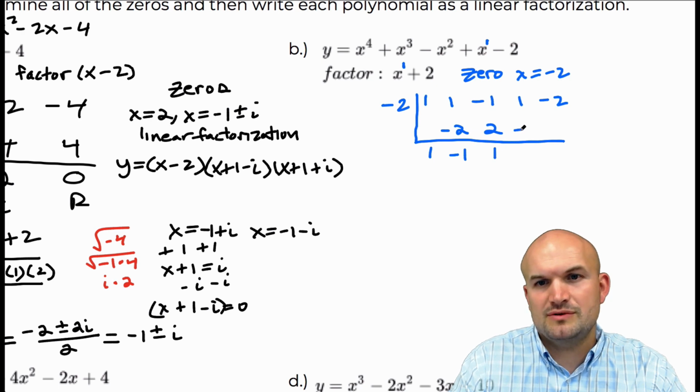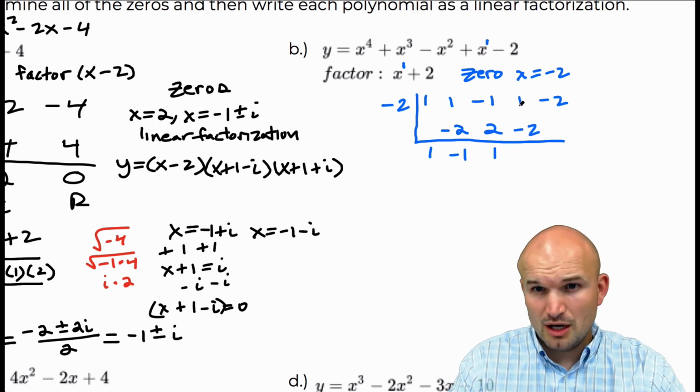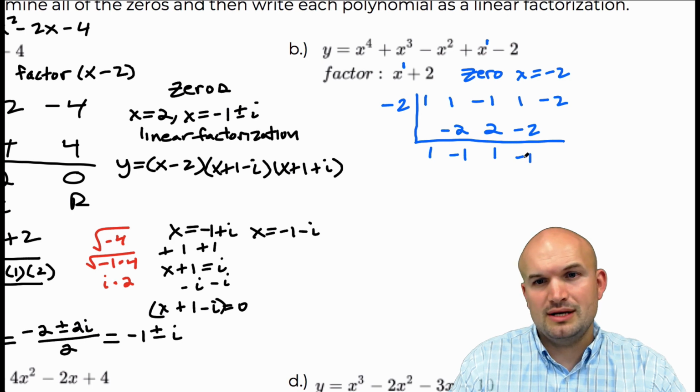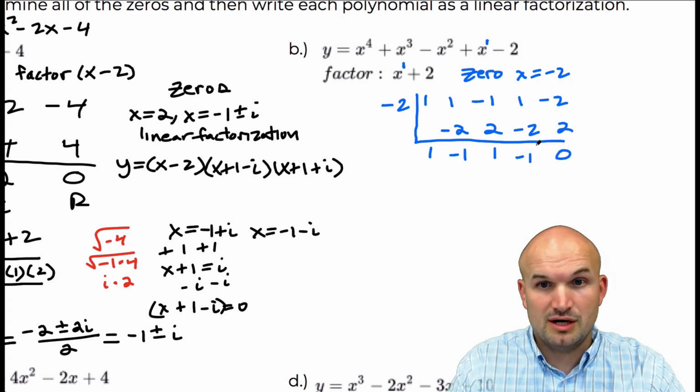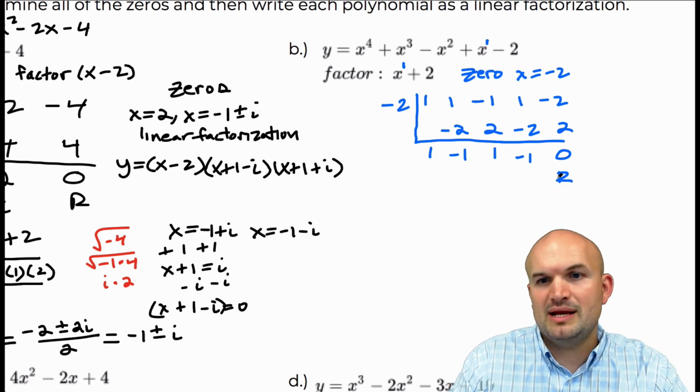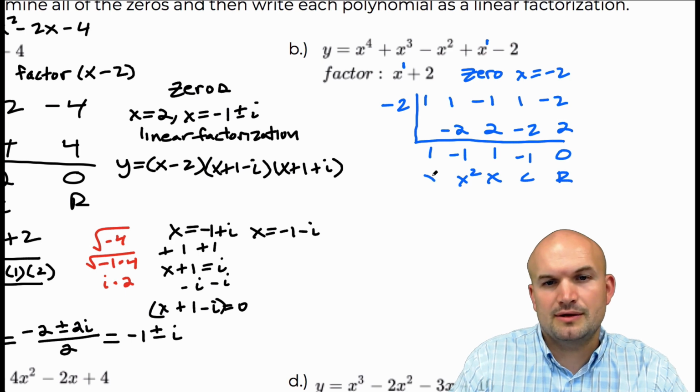1 times -2 is -2. 1 plus -2 is -1. -1 times -2 is a +2. And again, we're good because we have a remainder of 0. So I have my remainder, constant, linear, quadratic, and cubic.